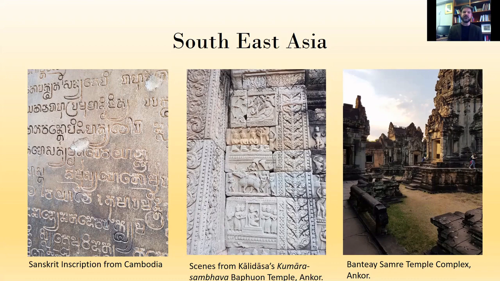And Angkor was the capital of the Khmer kingdom, which took over from about the 9th century and lasted till about the 15th century. And all of their kings had very Sanskritic names. The one that we are talking about here, this image, is from the Baphuon temple in Angkor. This was built in the mid 11th century as the state temple of Udayadityavarman.